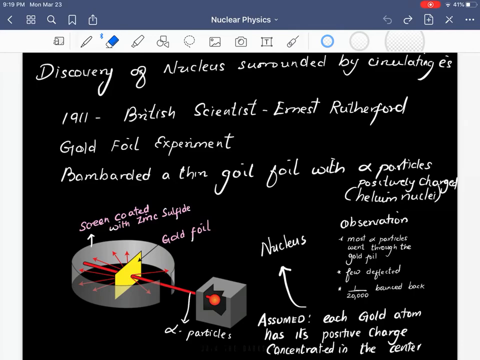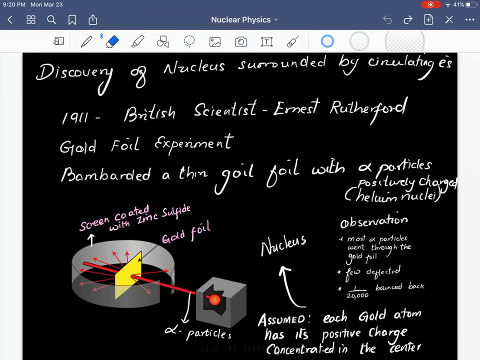Hello everyone, this is the second part of nuclear physics, and in this part we are going to talk about the discovery of the nucleus and the designation of an atom using atomic number and mass number, and how to find the number of protons, electrons, or neutrons in an atom, and finally we'll talk about isotopes. Okay, the nucleus was actually discovered by Rutherford, a British scientist, in 1911 through his gold foil experiments.